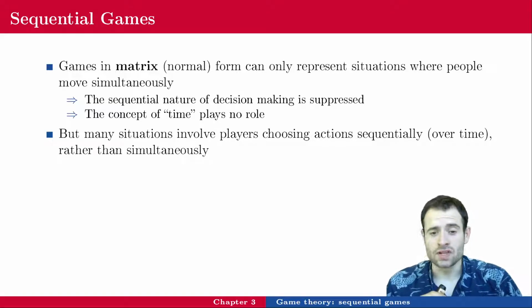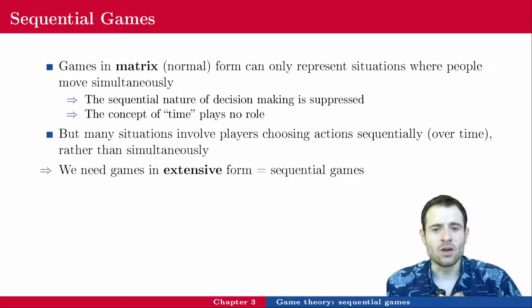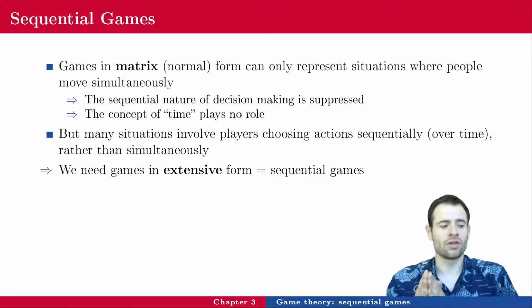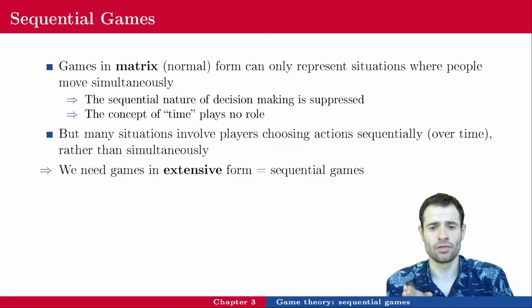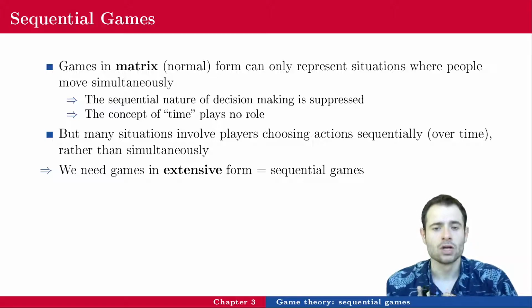But many situations involve players choosing actions sequentially over time rather than simultaneously. So we need games in what we call extensive form, and I will show you what extensive form means. Every time you're thinking about a sequential game, you'll have to think about extensive form first. I will show you that we can use normal form also one way or another, but extensive form is going to be the most relevant way to represent a sequential game.